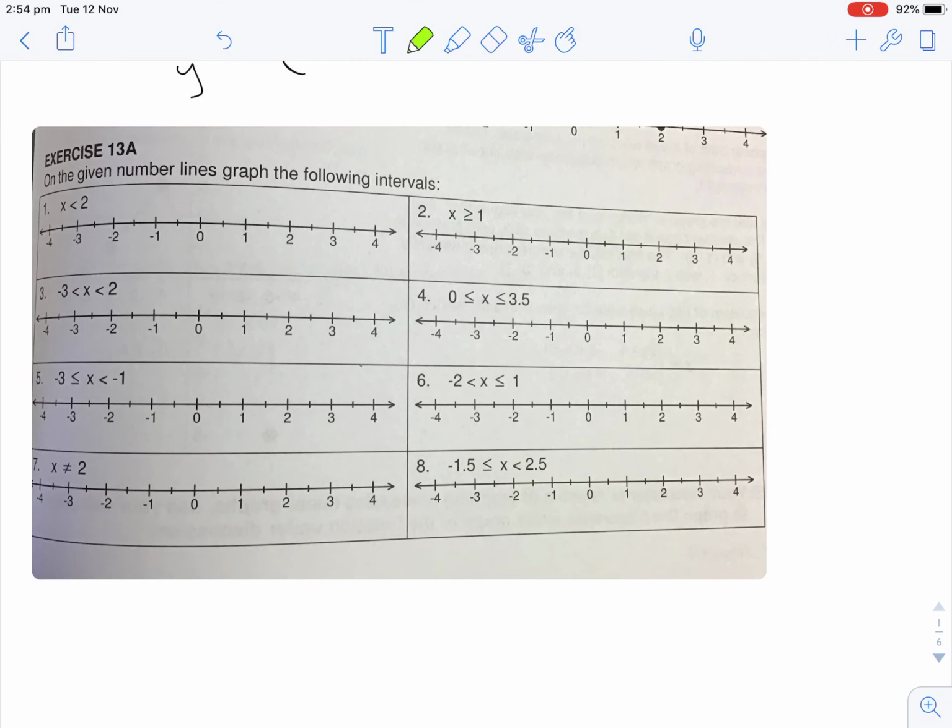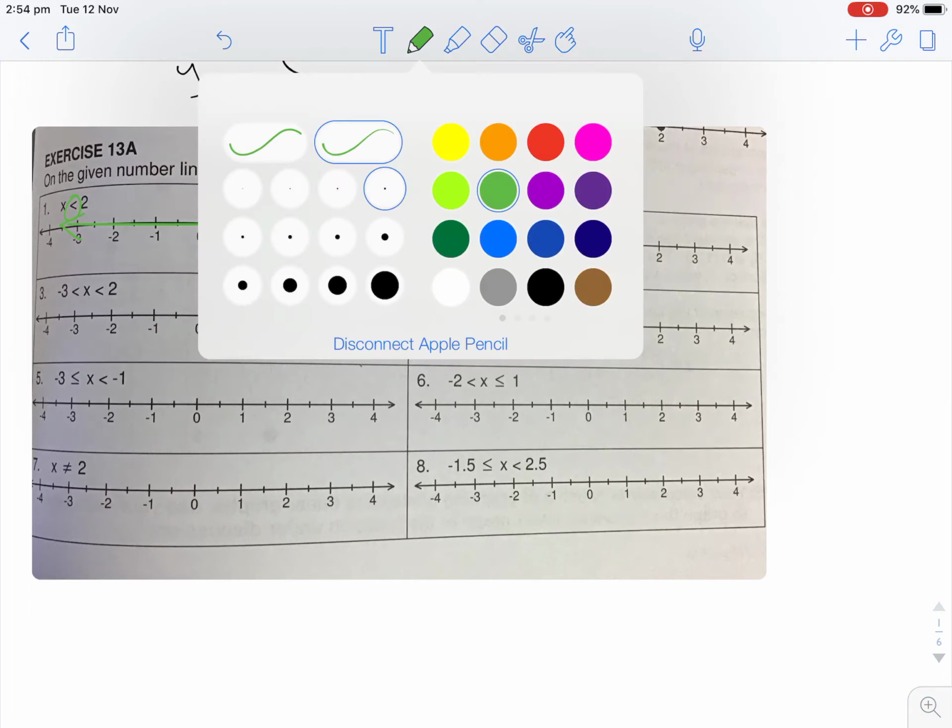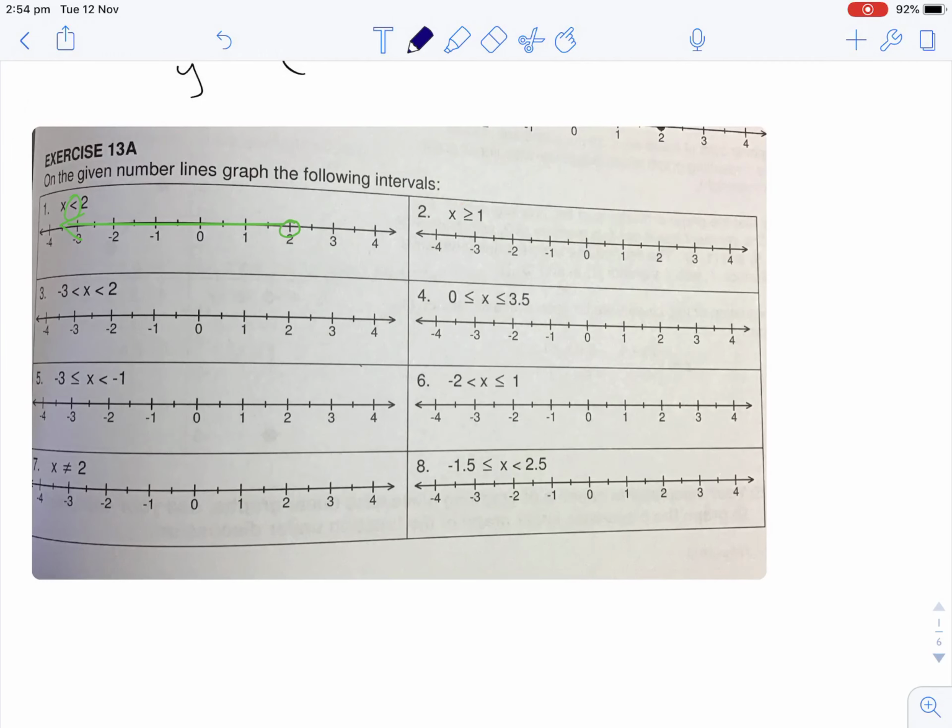So the first one, it says on the given number lines, graph the following intervals. So if x is less than 2, the first thing you'll notice is I've got a less than but not equal to, so I'm going to use an open circle. So at 2, I would have an open circle, and I know that this equation is any x values less than that, and so the rest of my line would basically head in this direction. And because it would continue forever, I just put an arrow on the end of it. I'll change colours to something a little bit darker.